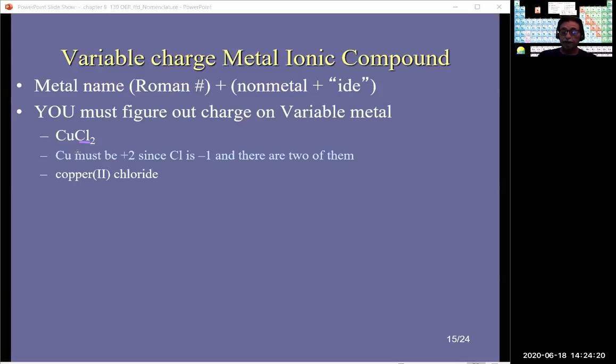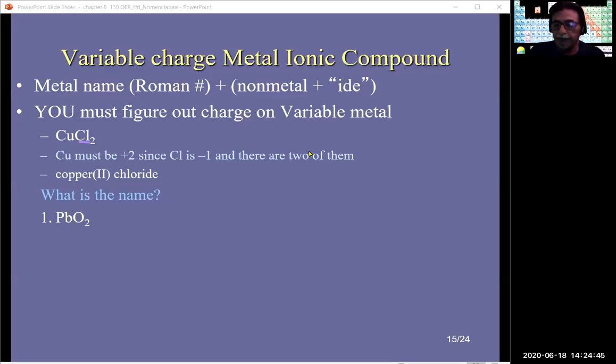And in this case, you know the charge of the chloride. You also know from the equation it gave you that the number of cations plus the number of anions must equal 0. In this case, because it's a neutral compound, and you got 2 of them, each one's a -1, copper must be a +2. Therefore, its name is copper, Roman numeral 2. How about this one?